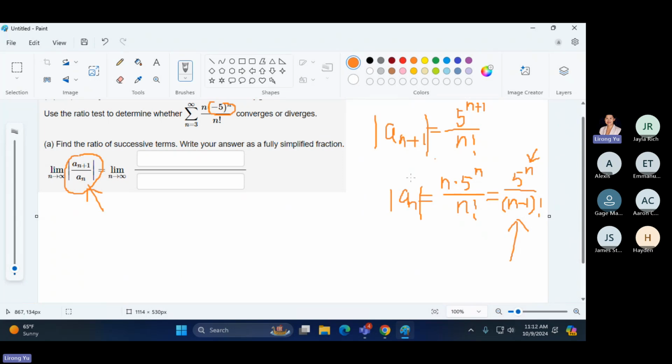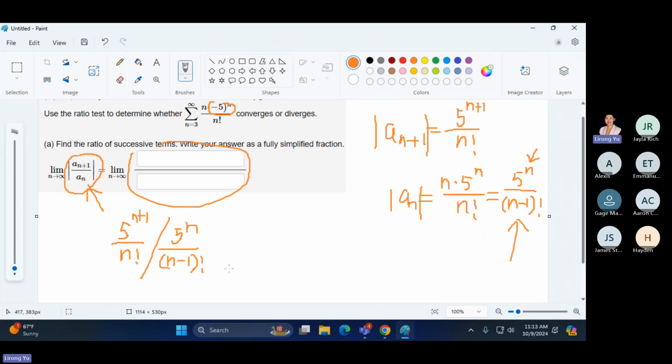And now let's do the division. We're just trying to write the division there: a_(n+1) divided by a_n. So you have 5 to the n plus 1 over n factorial, divided by 5 to the power n over n minus 1 factorial. This is what we call a complex fraction, because in the big division there's a fraction inside the fraction. So we're going to try to simplify it.